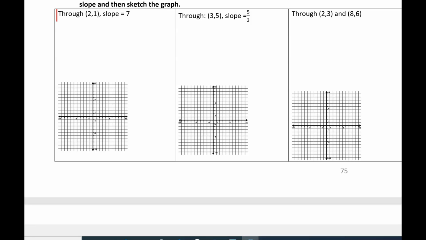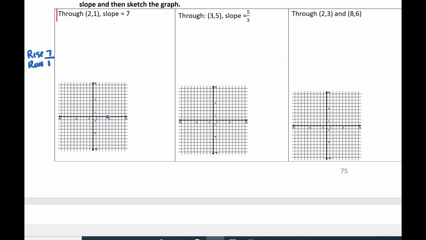So let's look at this first one. We're trying to find a line that goes through point (2, 1) and has a slope of 7. We're asked to sketch the graph. So let's find point (2, 1) on the graph. That means over 2, up 1. So it'd be right there. And then a slope of 7 means we're going to rise 7 and go over to the right 1, because 7 is the same thing as 7 over 1.